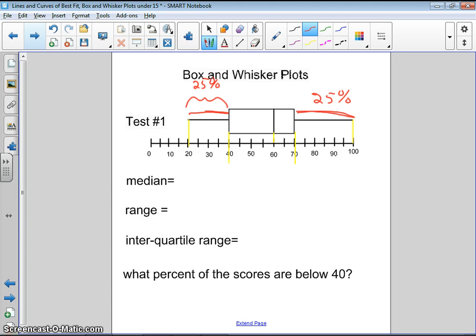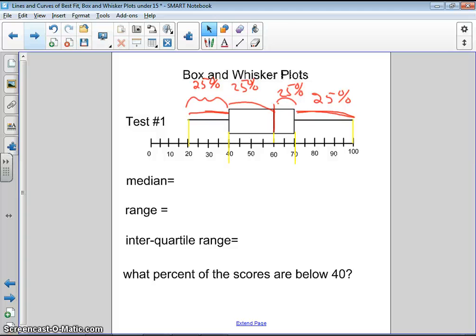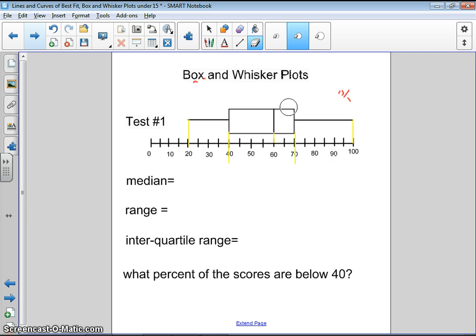on each whisker, and then you've got a box in the middle, and this part of the box up to this line right here represents another 25%, and then the other side of the box represents the final 25%. Of course, if you add 25% and 25% and 25%, you get 100% of the scores. So all the scores are represented by this box and two whiskers. Now the line that's in the middle of the box is the median of the data set. It's the number in the middle when they're arranged from the smallest to the biggest. This is the median right here.